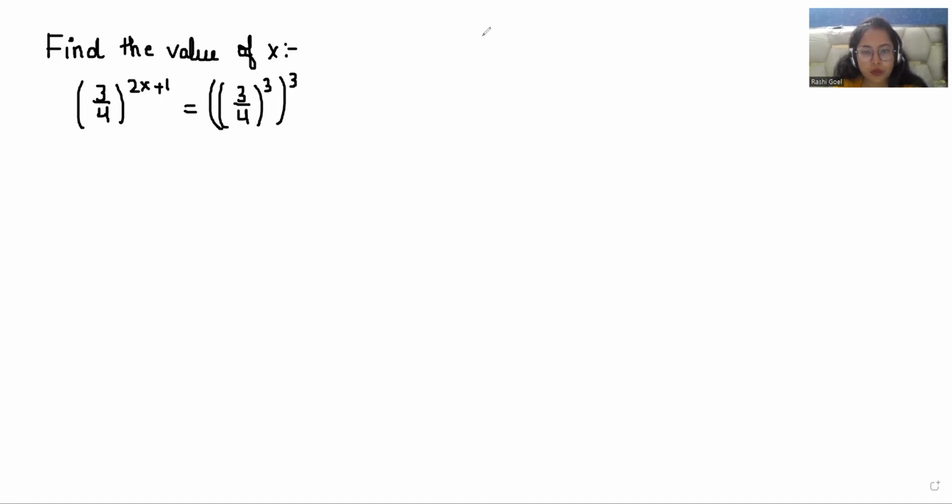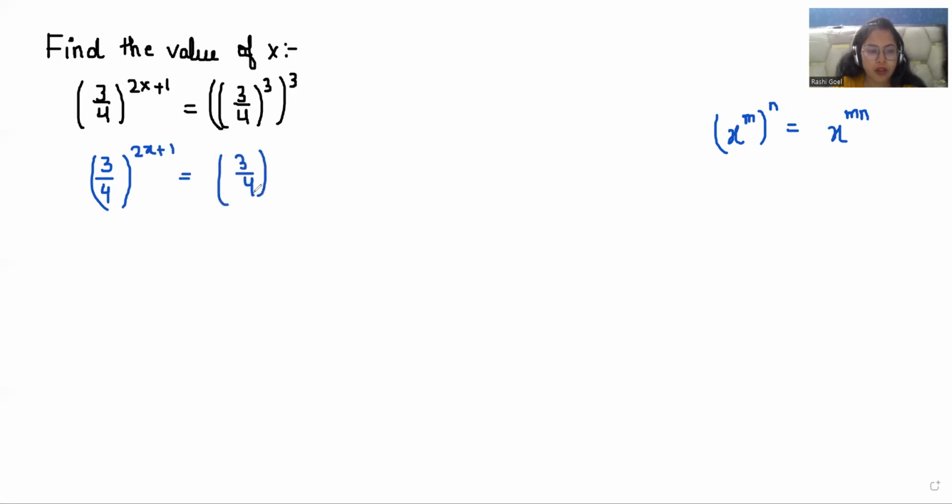According to the rule of exponents, we have a property that (x^m)^n is equal to x^(mn). So I'm going to replace the right hand side. (3/4)^(2x+1) is equal to (3/4)^9.